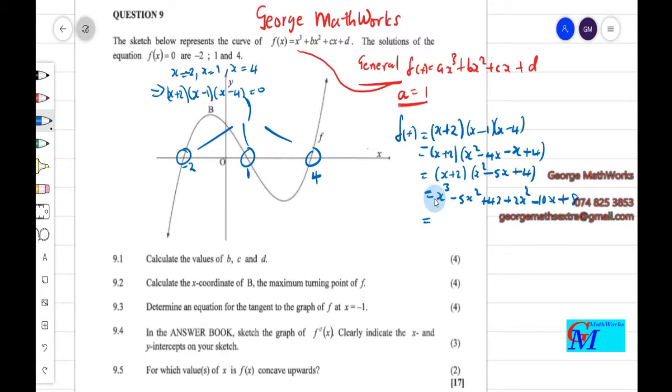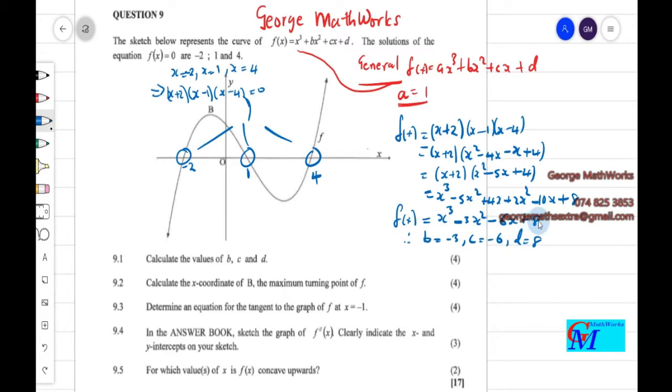Now the expansion is done. What I need is to simplify. This reduces to x cubed, minus 5x squared plus 2x squared gives minus 3x squared, then 4x minus 10x gives negative 6x, then plus 8. So my f of x equals this. Therefore, my b equals minus 3, my c equals minus 6, and my d equals 8. Now, this is exactly what we needed. So we have found f of x to be x cubed minus 3x squared minus 6x plus 8.